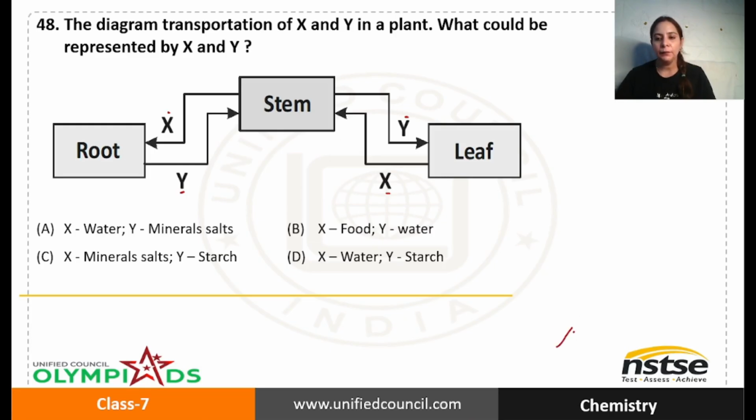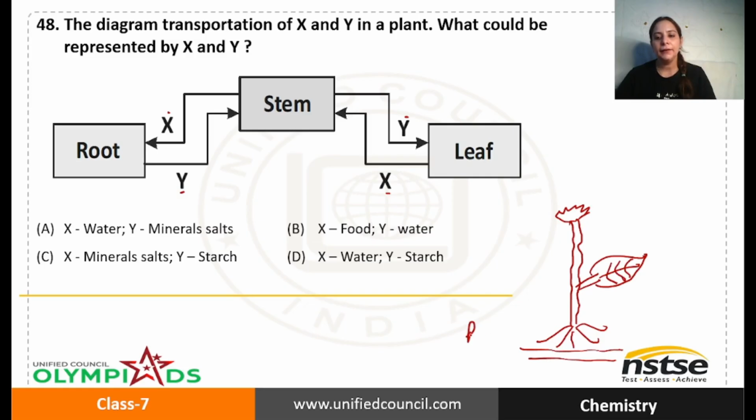Let me make one diagram for you. Let's say these are roots. This is stem. And we have leaves here. Let's make one flower also. I'll write here: these are roots, stem, and this indicates leaf. Now we know that leaves are able to make their food. Leaves are able to photosynthesize. So food is transported from leaf to all parts.